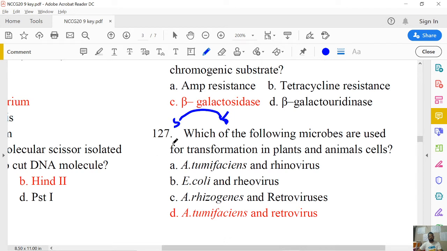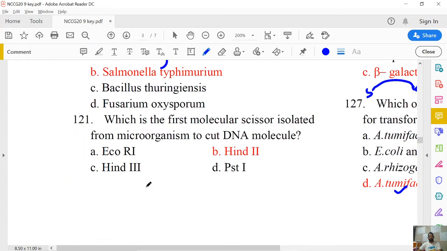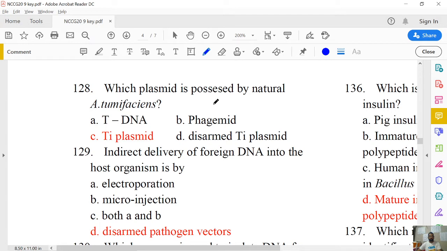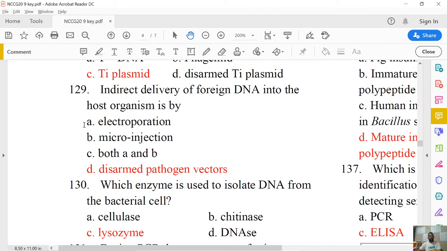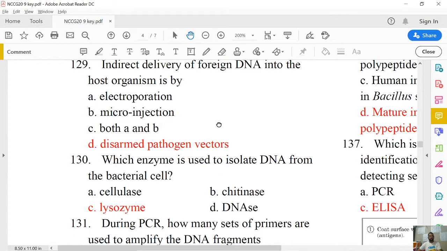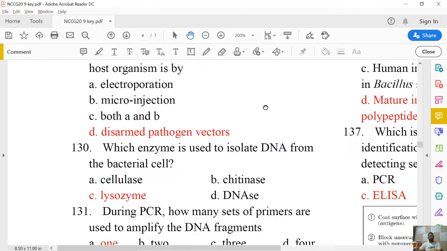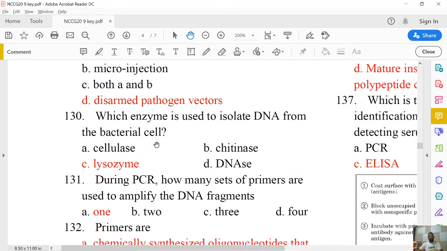Which of the following microbes are used for the transformation of plant and animal cells? So for plants, it is Agrobacterium tumefaciens, whereas for animals, it is retrovirus. Which plasmid is possessed by natural Agrobacterium tumefaciens? So in this bacterium, Ti plasmid is present. Indirect delivery of foreign DNA into the host: see, electroporation, microinjection, biolistic or gene gun, all these are the direct delivery mechanisms, whereas disarmed pathogen vectors are the indirect methods.